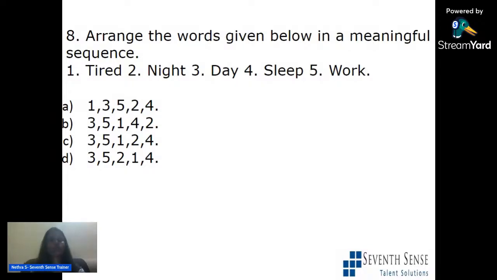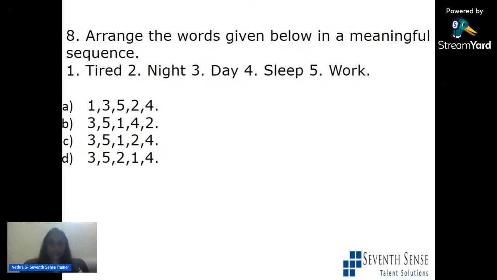So we'll go with D first. 35214. That means day followed by work, followed by night, followed by tired, followed by sleep. So that is not a correct answer. Next, option A, 13524. Tired followed by day, followed by work, followed by night and sleep, which is a little bit not possible. For the next option B, 35142. That is day followed by work, followed by tired, followed by sleep, followed by night. So that is also not correct.